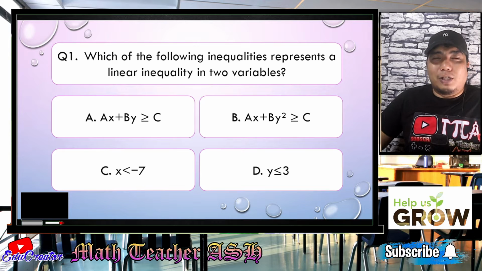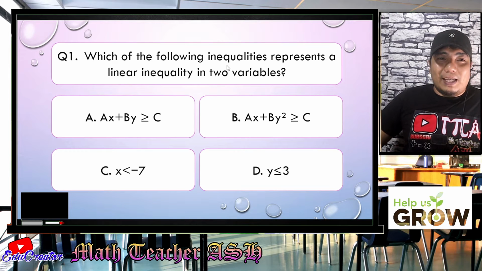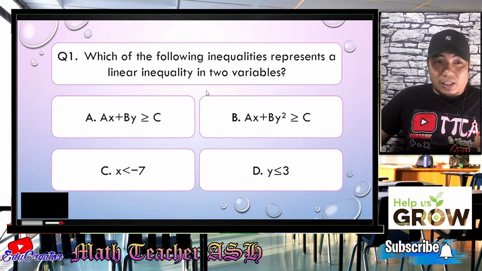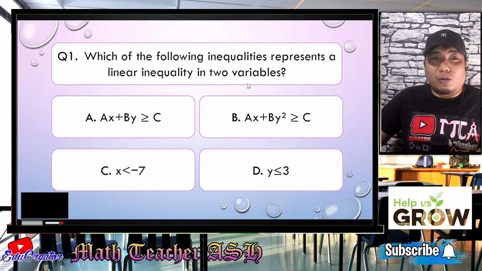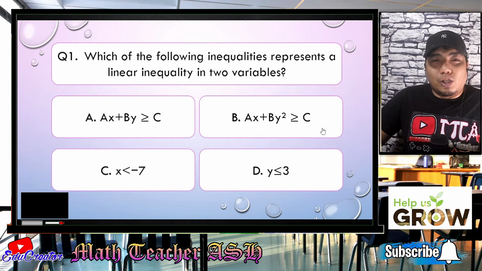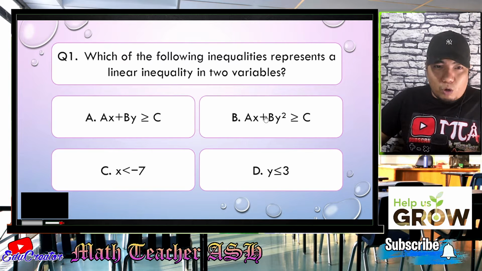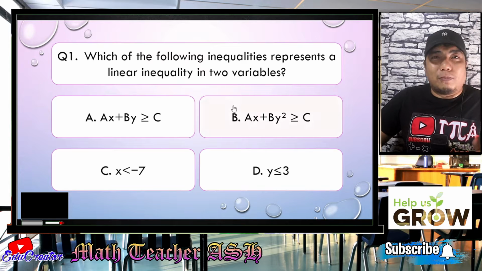Alright, math learners, what is asked in the problem here is that we are finding an inequality which is in two variables and is focused on linear. So when we say linear, it is in the first degree. So therefore, letter B is wrong because we have a squared here. It is in the degree of 2. So letter B is wrong.